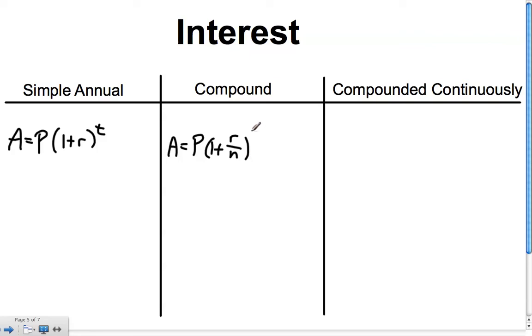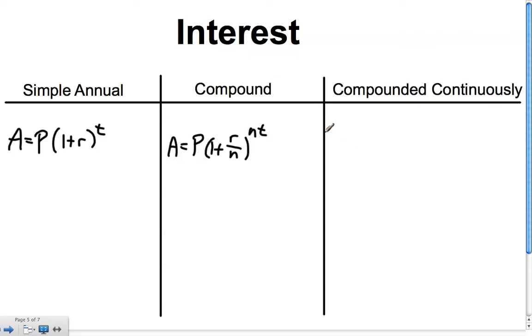That's the first change. The second change is that you don't just raise it to the t, you raise it to the n multiplied by t. So again, as an example, if I get a bank account that's compounded monthly at 4%, my R value would be 0.04. Because it's compounded monthly, monthly means it happens 12 times a year. My n value would be 12 here. I would also have a 12 here, and I multiply that by whatever the time is that I'd like to check it after.